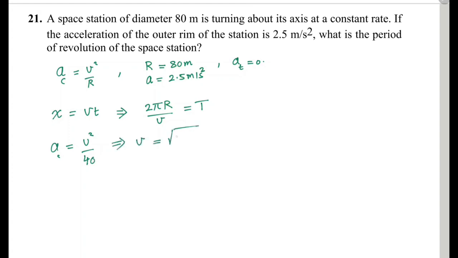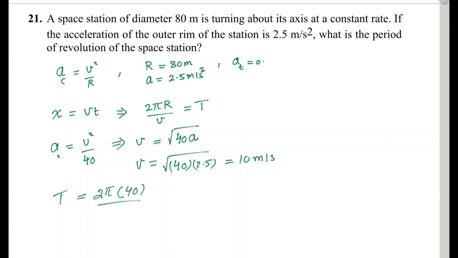So a central equals v squared over 40, and v in this case equals the square root of 40a, and v equals the square root of 40 times 2.5, or 10 meters per second. So the period equals 2 pi times 40 divided by 10, or equal to 8 pi, or 25.1 seconds.